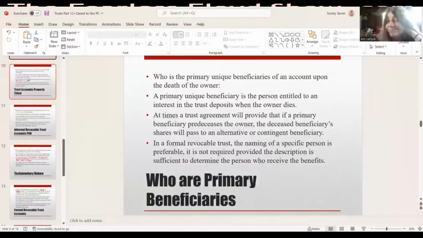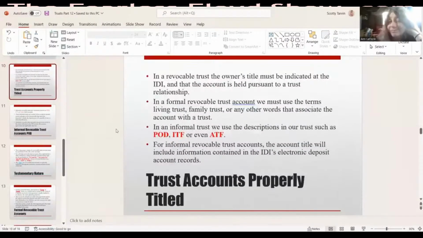Okay. Panel 10. Trust accounts properly titled. In a revocable trust, the owner's title must be indicated at the IDI and that the account is held pursuant to a trust relationship. In a formal revocable trust account, we must use the terms living trust, family trust, or any other words that associate the account with a trust. In an informal trust, we use the descriptions in our trust such as POD, ITF, and even ATF, which we covered in an earlier panel.